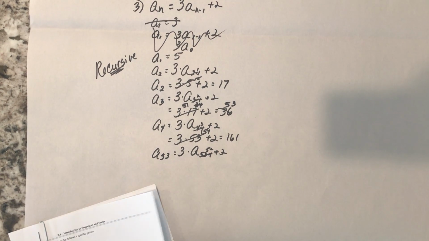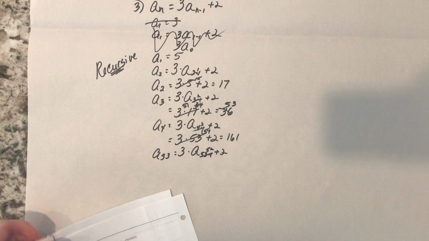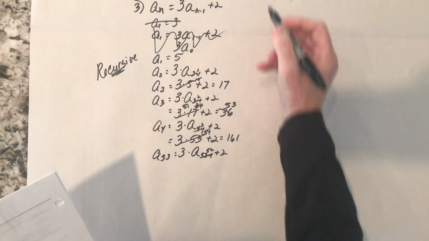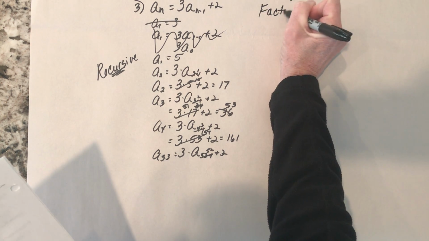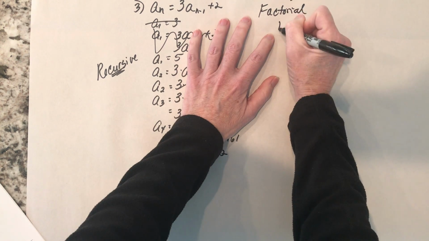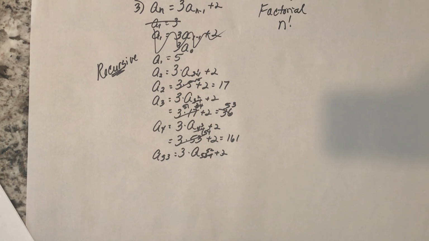Okay, let's look at number 4 on Thomas's homework. We're moving on from there. We're done with recursive and closed formulas. Now we're looking at factorial notation. I love factorials because it looks like N exclamation point, like N!, that kind of thing.